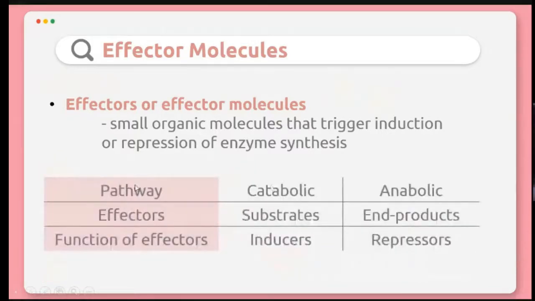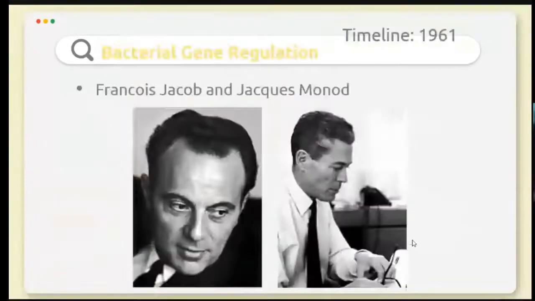And gumawa ko ng table para mas madali nyo maalala. Kapag yung pathway ay catabolic, yung effector molecules niya ay yung substrates niya. And yung function ng effector ay para mag-induce ng production ng enzyme. Turning on. Pero kapag yung pathway ay anabolic, yung effector molecules niya ay end products, and yung function ay mag-repress ng production ng enzyme na yun, nagagawa ng end product. Mas maalala nyo ito mamaya pag nakita nyo na yung example natin.